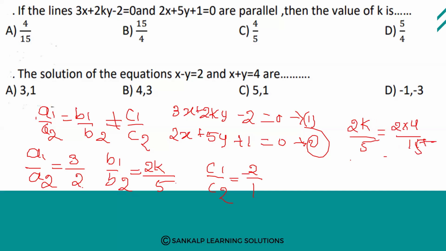Next, 15 divided by 4. 2 into 15 divided by 4. That means 30 divided by 4. So 2 twos are 2 ones are 2 fives are. That means 15 divided by 2. So this is also not possible. If I substitute k is equal to 4 by 5, so 2 into 4 divided by 5, that is 2 fours are 8 divided by 5.